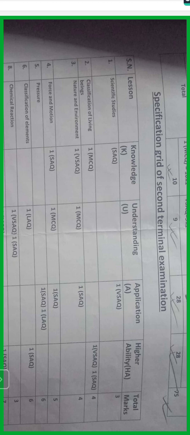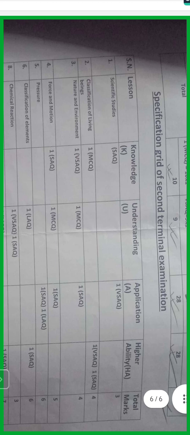In understanding type question, you have to understand the theory and the course, and you have to give the answer. In application type question, you have to apply the formula, or you have to use your knowledge of what you understand, and give the answer. This type of question also comes in the understanding type and application type of question.